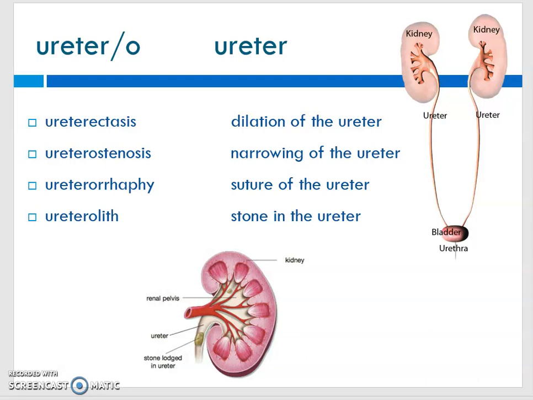Ureterectasis is dilation of the ureter. Ureterostenosis is a narrowing of the ureter. Ureterorrhaphy is a suture of the ureter. And a ureterolith is a stone in the ureter. So I mentioned kidney stones before, nephroliths. Well, if a nephrolith should happen to descend from the kidney in direction of the bladder and it gets lodged in the ureter, now it's a ureterolith.